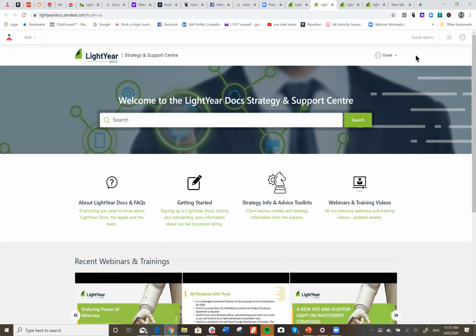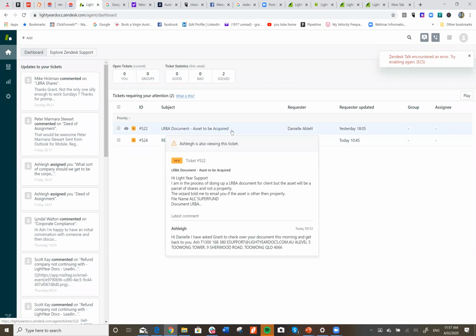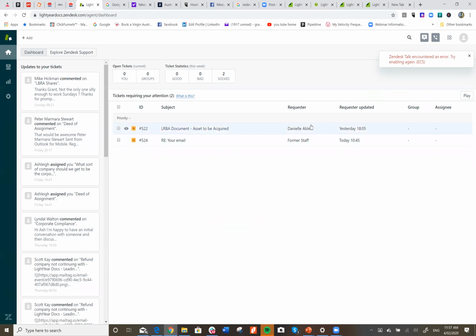Normally you just go in the support center. That pops up here. So if I have a look here, this is my support center. You can see here, we've got a document asset to be acquired for Daniel Abbott. And then obviously what we'll do is I'll come back and have a look at that and follow that up. So again, as I said, this pings into us. We've done more than 3,000 queries coming in the last few months.